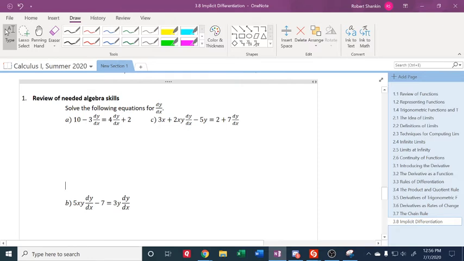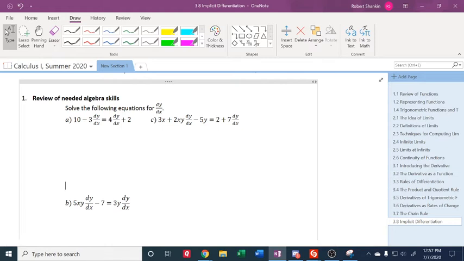All right, anybody need more time? All right, so how I'm going to look at this is there's 4 terms. Terms are separated by addition, subtraction, or an equal sign. Now, 2 of the terms contain dy dx. Those 2 terms I have to get on the same side of the equal sign. All the other terms I group on the other side of the equal sign.